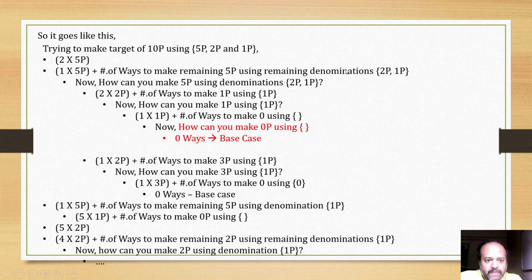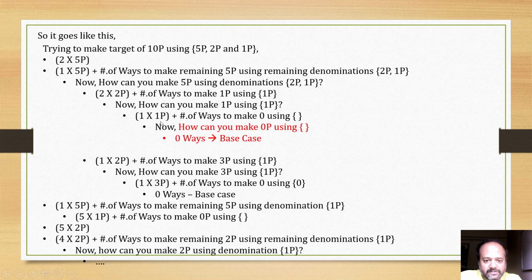So it goes like this. You try to make 10 paisas using 5 paisas, 2 paisas and 1 paisa. So you start with 2 of the 5 paisas, yes. Then you go with 1 5 paisa plus count the number of ways to make the remaining 5 paisas using the remaining denominations, which are 2 and 1. So now the question asked is how can you make 5 paisas using 2 and 1? Which leads us to, you could take 2 of the 2 paisas plus the remaining ways to make 1 paisa using 1 paisa. And now you are asking an even smaller question, how can you make 1 paisa using 1 paisa?